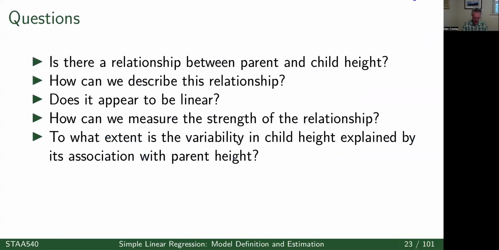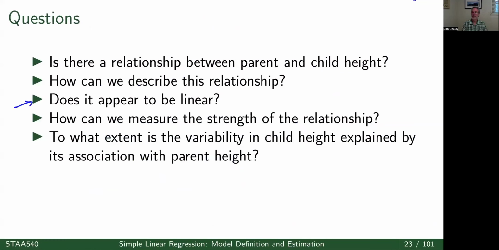So, one can imagine that if this data weren't 150 or close to 150 years old, if we were just collecting this data, we would be asking questions like, is there a relationship between parent height and child height? How do we describe this relationship? Does it appear to be linear?